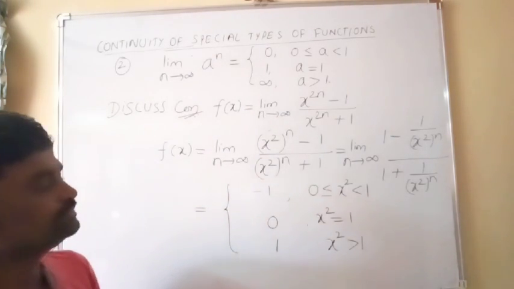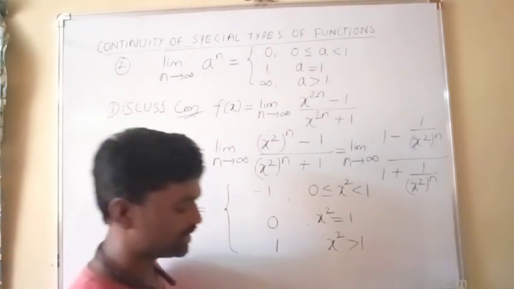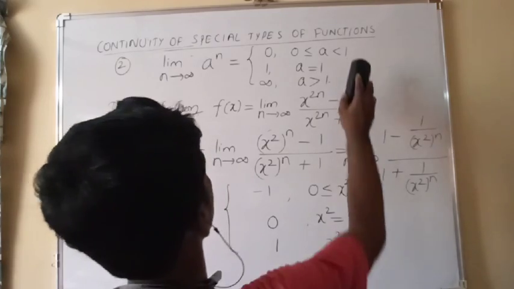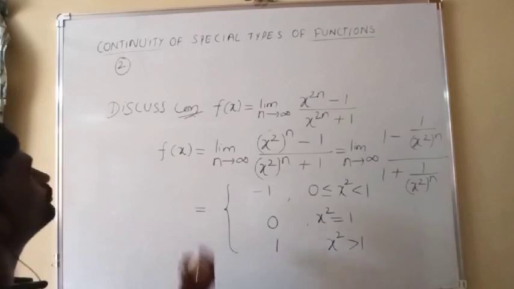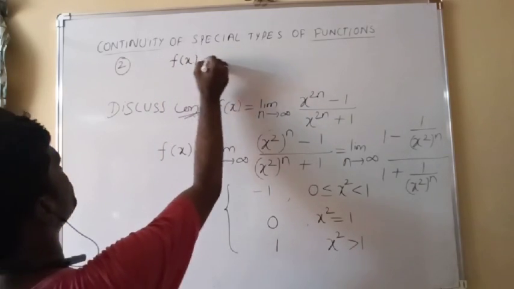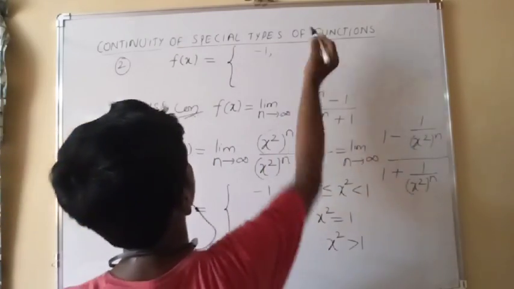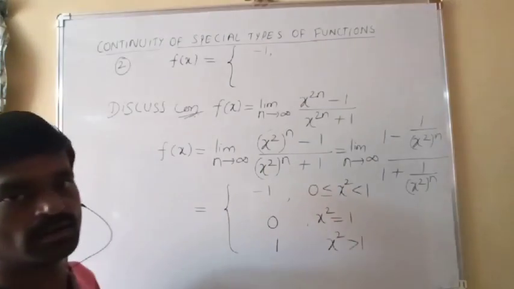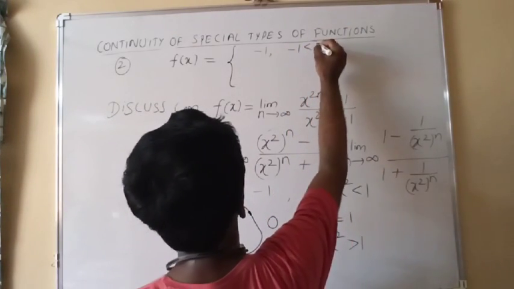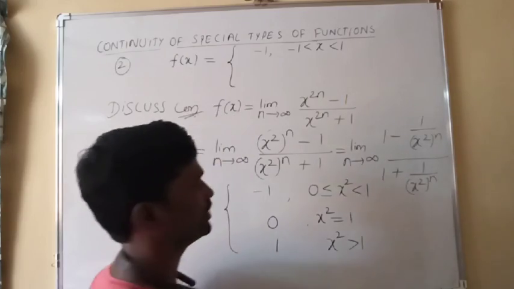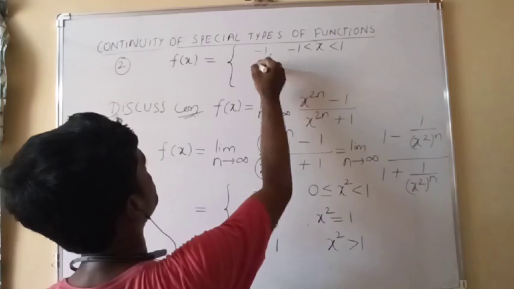Okay. Now 0 less than or equal to x square less than 1. Further, this f of x can also be written as: it is minus 1 for 0 less than or equal to x square less than 1. 0 less than or equal to x square less than 1 is the same as minus 1 less than x less than 1, on solving this inequality. And 0 when x square is equal to 1.